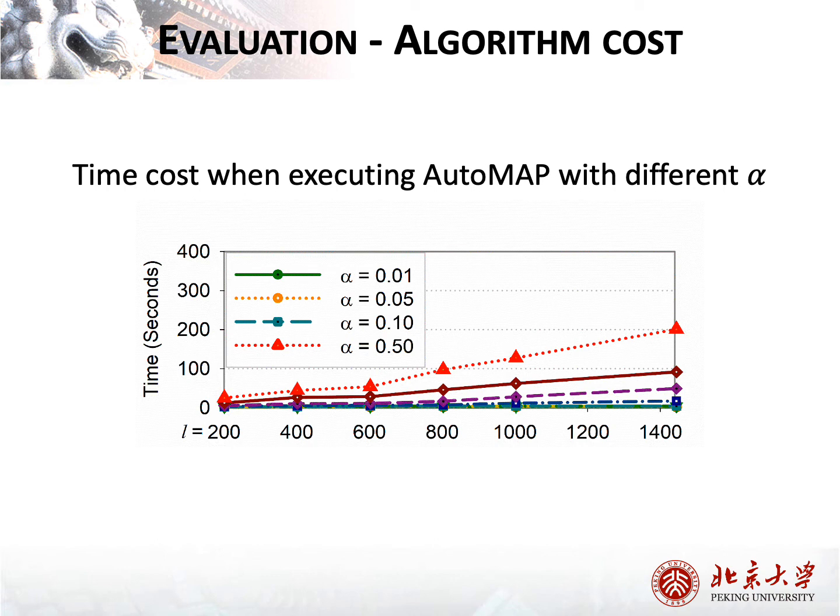The next experiment analyzed the running time of AutoMAP under different parameters. To observe the effect of alpha, we increase it from 0.01 to 0.5 and find the overall execution time increased linearly. However, when alpha equals 0.5, it still takes less than 4 minutes to process the complete dataset.